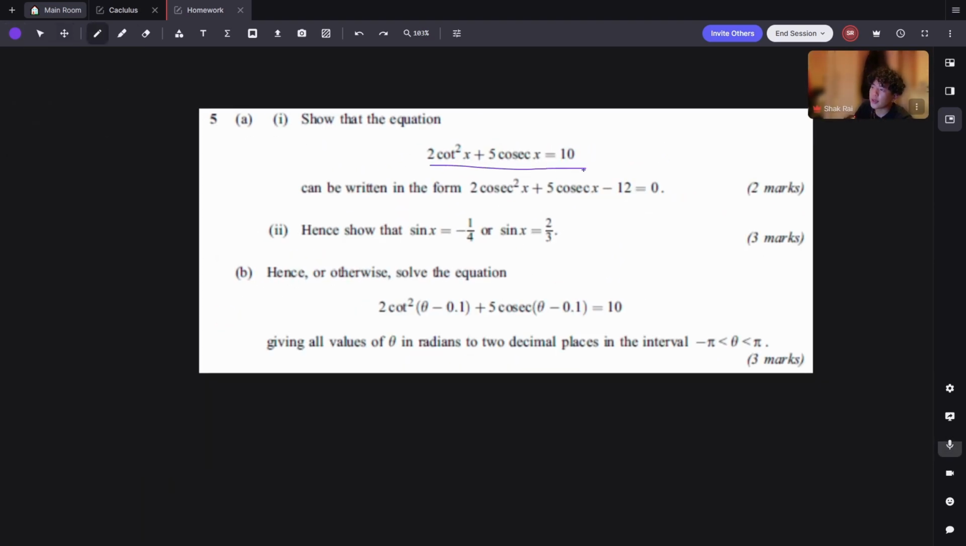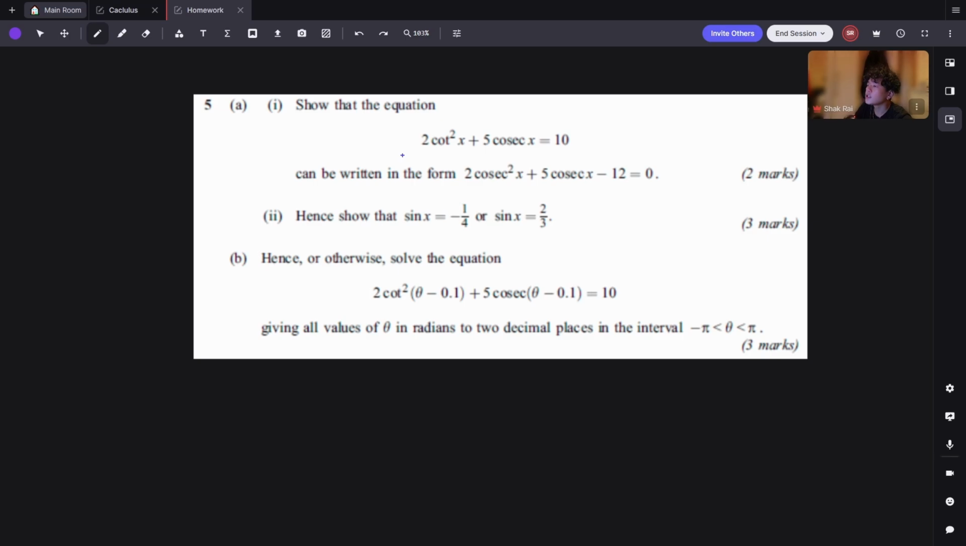Cool. So the next question, we need to show that the equation 2 cot squared x plus 5 cosec x equals 10 can be written in the form 2 cosec squared x. Again, it's just the same thing. We just need to convert this. So yeah, we have this question now.